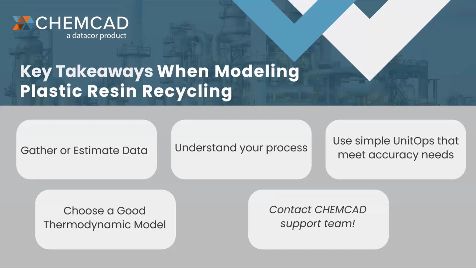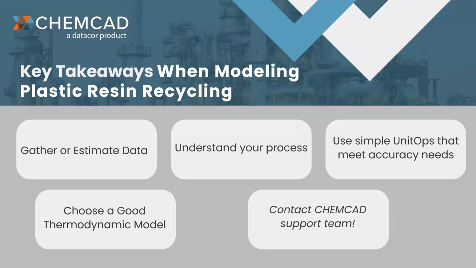To wrap up, here are some best practices for modeling plastic resin recycling in CHEMCAD. Begin gathering or estimating the necessary data that you need. These often involve reviewing previous research and process-specific studies to try to find some thermophysical properties and behavioral data for the resins. As I mentioned, you can also check some websites, at least for polymers, that can give you some data as a starting point.